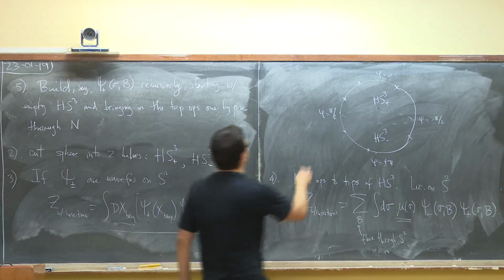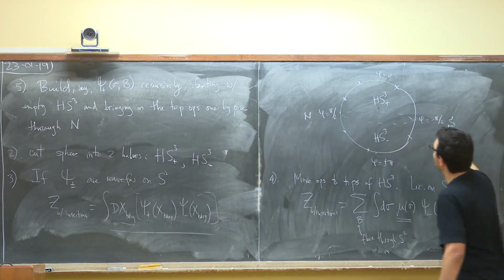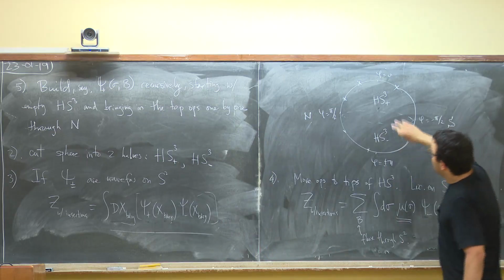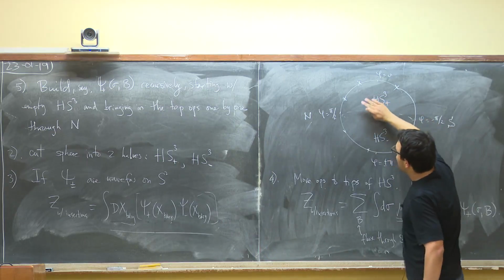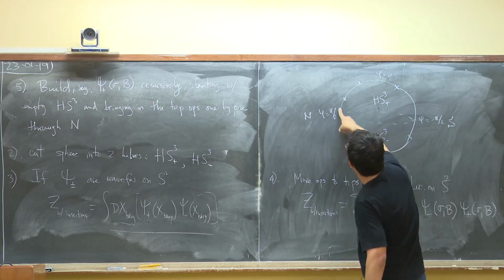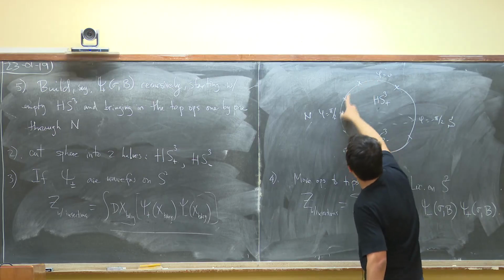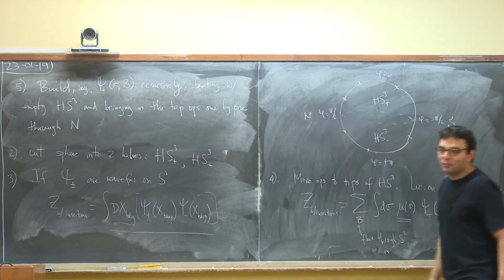Through the north pole of the S2. Let's say this is the north pole of the S2, this is the south pole of the S2. Suppose we focus on the top hemisphere, start with an empty hemisphere, and then you start bringing in one of the topological operators, you put it at the tip, and then you bring in another one, you put it at the tip, you bring in another one, you put it at the tip, and so on.